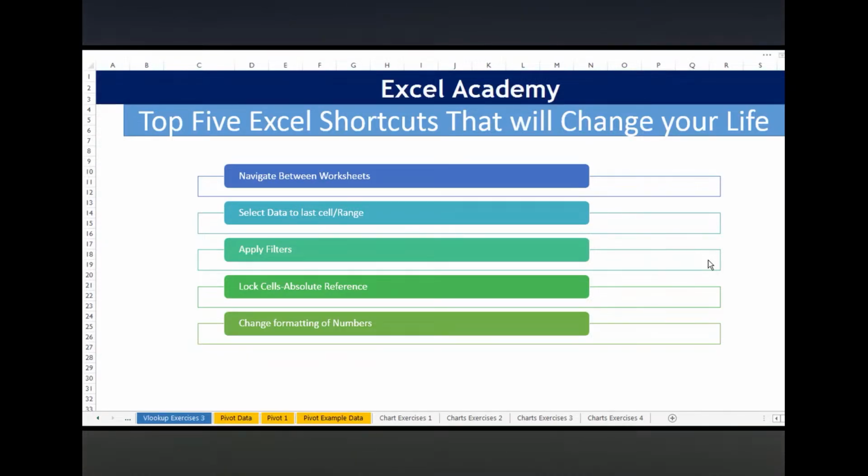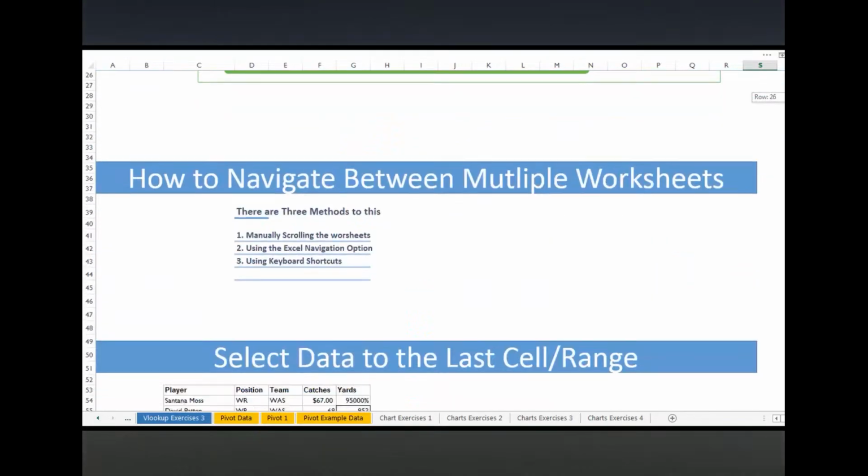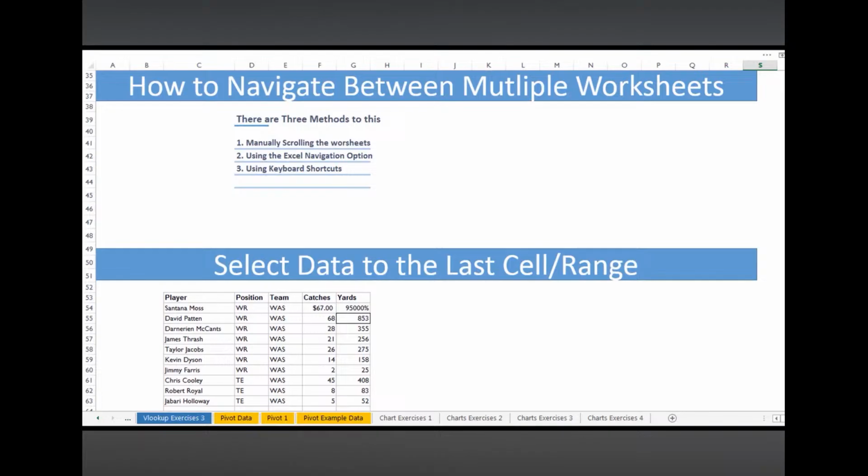In this video, we will talk about how to navigate between worksheets, how to select data to the last cell of the range, how to apply filters, how to lock your cells with absolute reference, and how to change the formatting of numbers. So let's start today's video. The first one is how to navigate between multiple worksheets. And there are 3 methods.